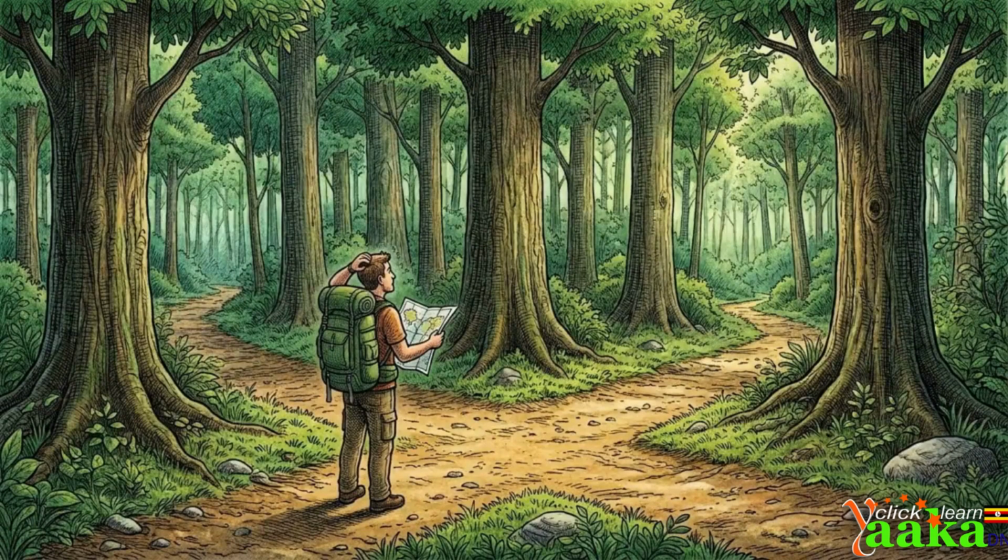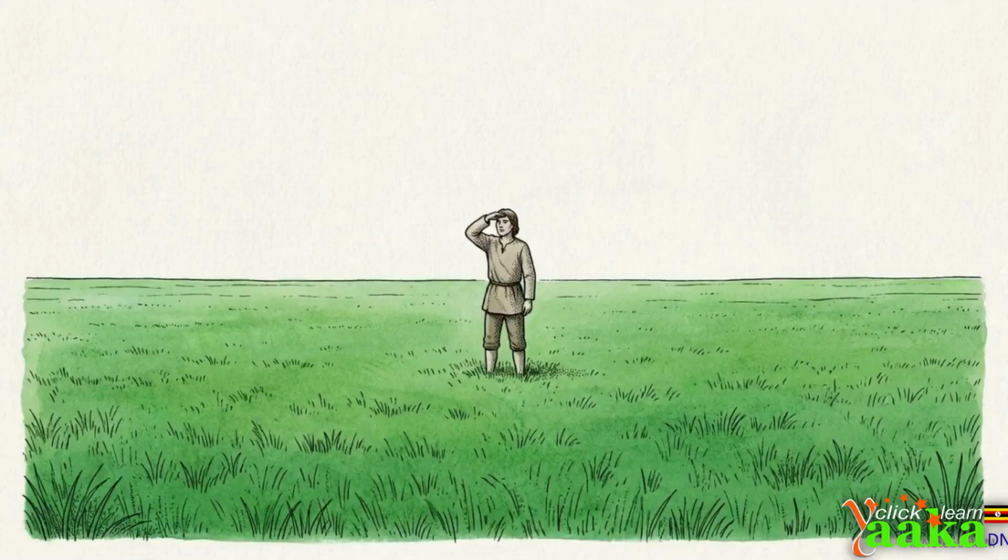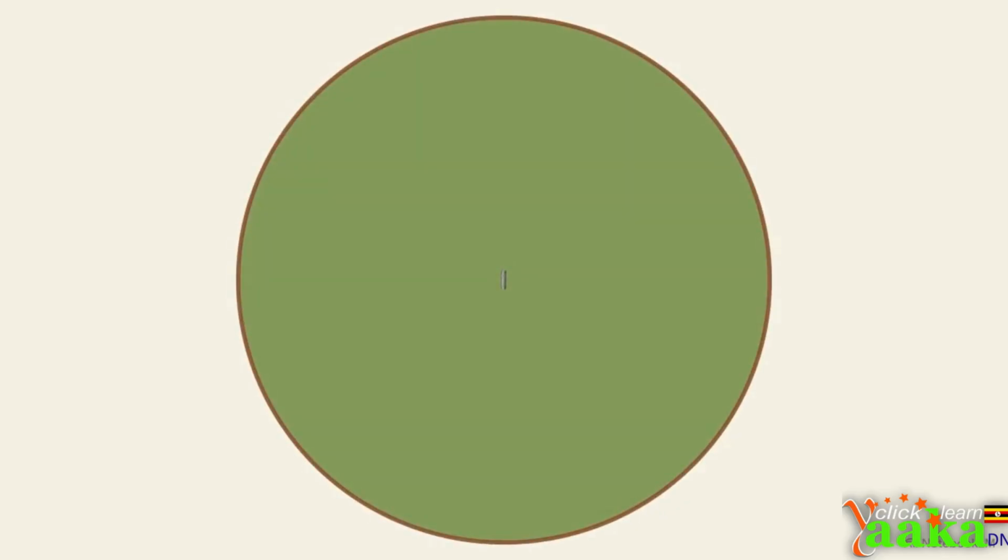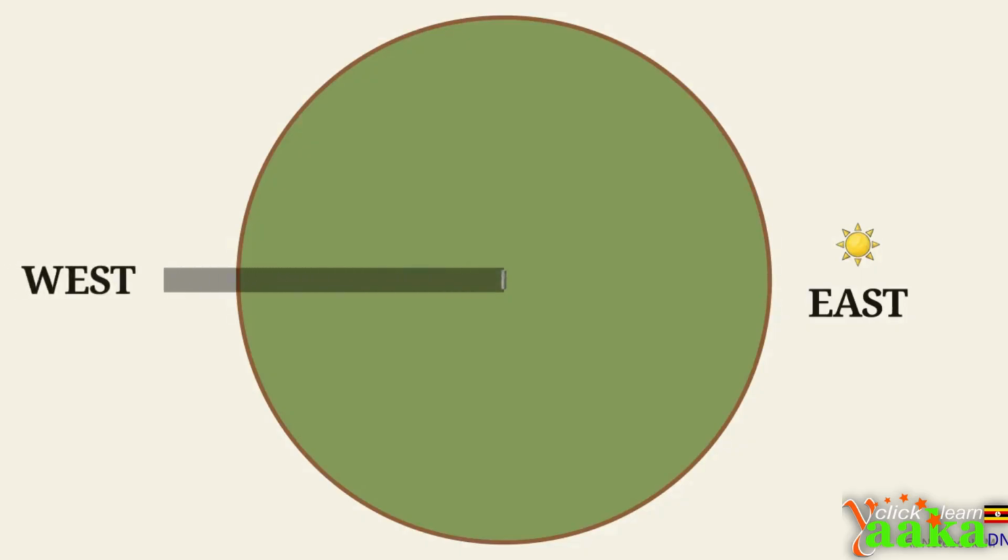Even with a map in your hand, you still have to know which direction to walk. If you are standing in an open field, how do you know which way is which? Nature gives us a steady guide. Since the sun rises in the east, a stick placed in the ground in the morning will cast a shadow that points directly to the west.